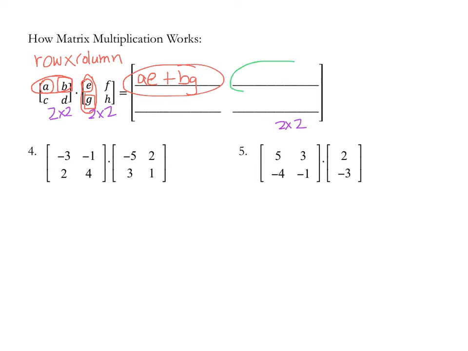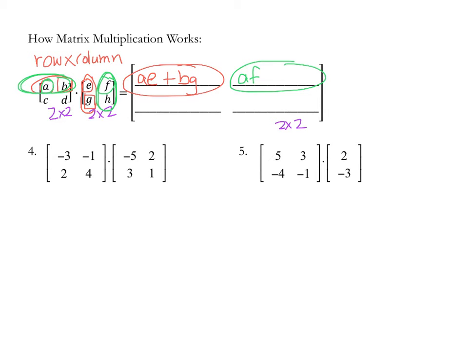So now if we go to this next answer blank, that is in the first row still. So we're going to do the first row from the first one, and it's in the second column. So we're going to take the second column this time, and again you're going to do the first elements together, A times F.